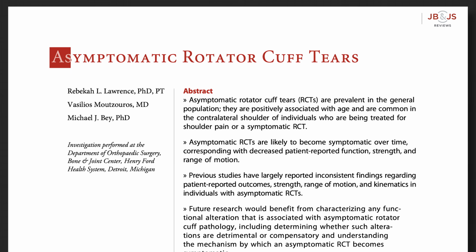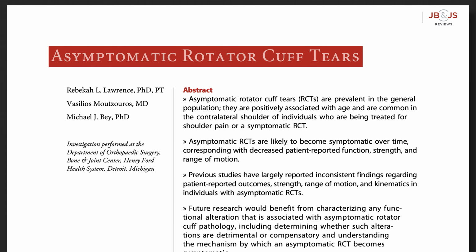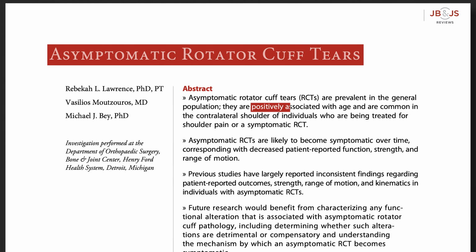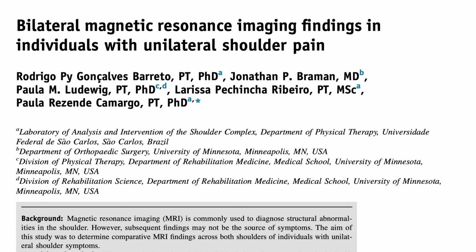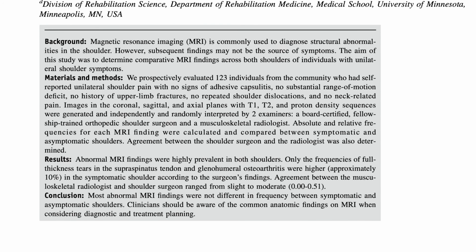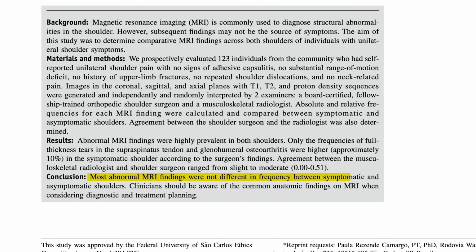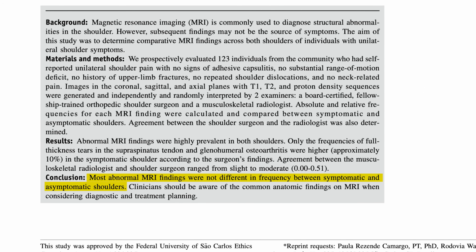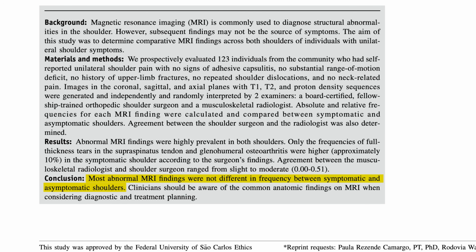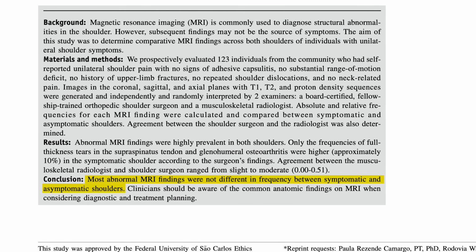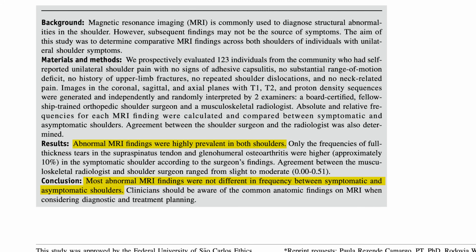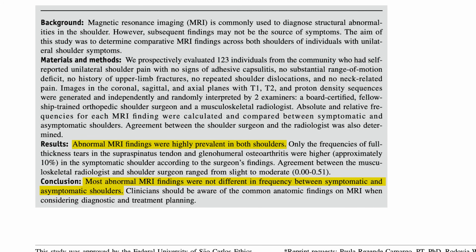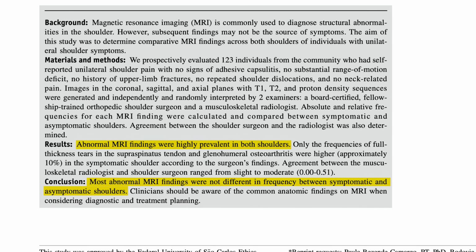What I haven't mentioned is that rotator cuff tears are also present in asymptomatic individuals and are more common as we age, like many other imaging findings. In fact, a study by Barreto et al. in 2019 concluded that most abnormal MRI findings were not different in frequency between symptomatic and asymptomatic shoulders. People in their study had similar rates of partial tears in both shoulders despite only having symptoms on one side.